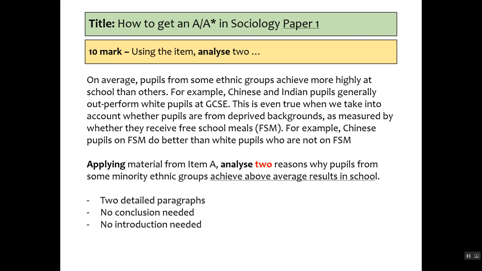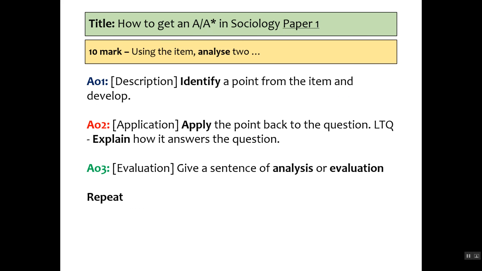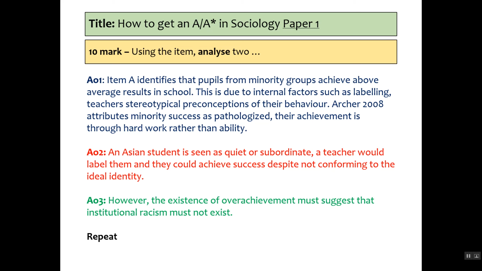Now, for our second type of question, we've chosen a sample essay. You can read through the item at your leisure. You can read through the question at your leisure. But this time it's asking you to look at minority ethnic groups' achievement and it being above average in school. So once again, I've tried to highlight the key points within the item. I've given you the marks, the writing frame, and I've given you a model essay to go through.